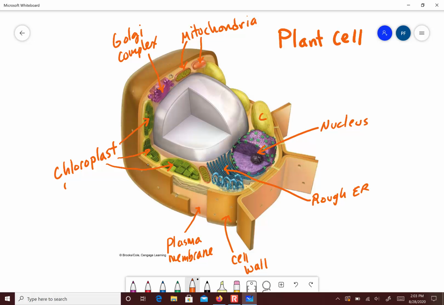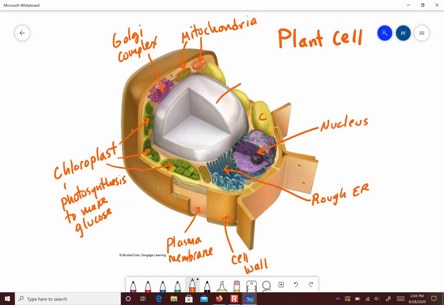Chloroplasts do photosynthesis to make glucose. So ultimately the chloroplasts are making glucose, but they're using photosynthesis to do that. So we don't see those in the animal cell. The plant makes its own food. That's really what we're looking at here. So plant cells make their own food. They do that by photosynthesis, making this glucose.